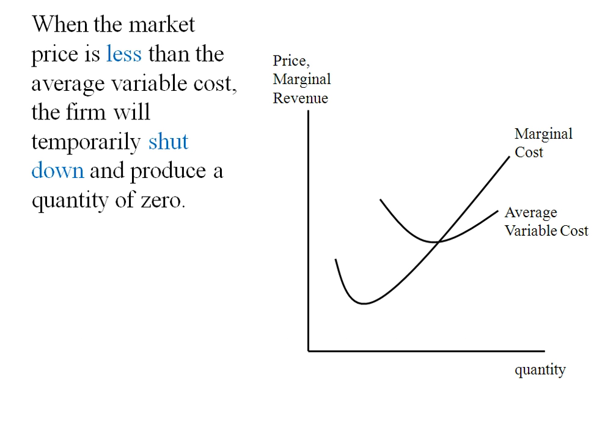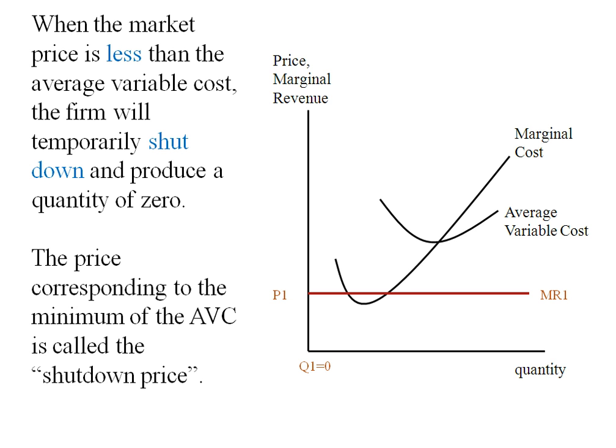When the market price is less than AVC, the firm is going to temporarily shut down and produce nothing. So suppose we have P1, which is also marginal revenue 1, and notice it's below the average variable cost curve. Well, for any price that's below the average variable cost curve, we're going to temporarily shut down and produce nothing. Now remember that the price corresponding to the minimum of the AVC is called the shutdown price. So any price below that will produce a quantity of 0. Once we hit that price, we'll start producing.